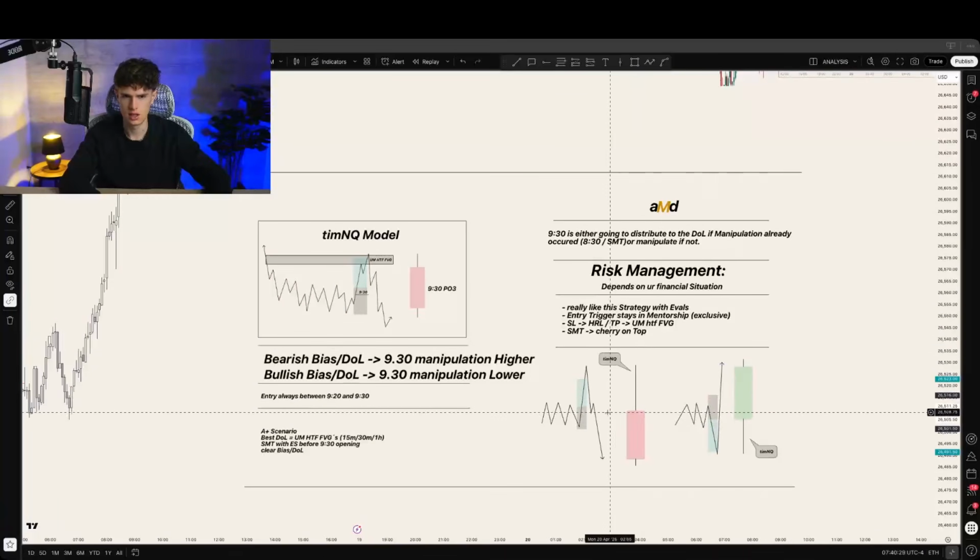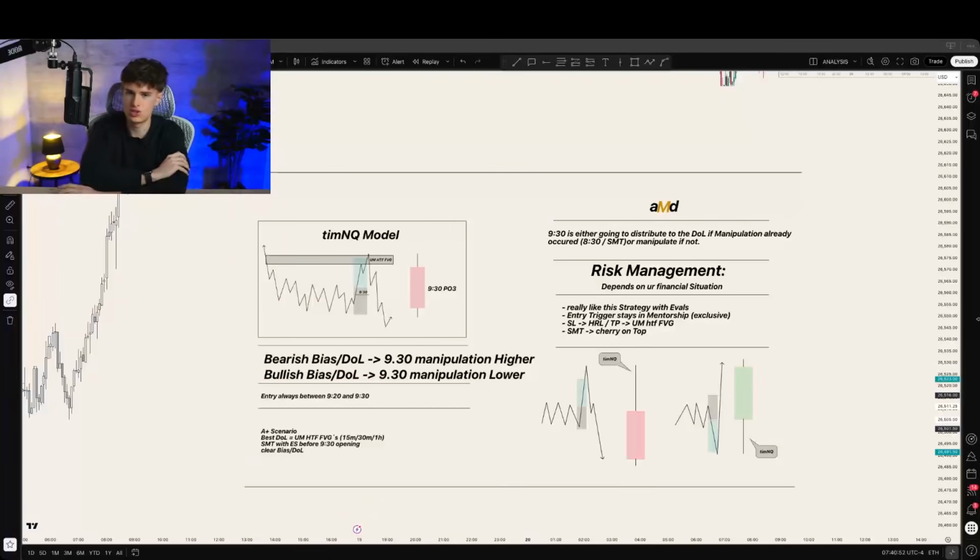Here you can see also a short drawing. So accumulation, we're trading in manipulation, and then we get the distribution lower. This is the 9:30 30-minute high time frame candle, and here we have the bearish version: accumulation, manipulation lower. We are trading the manipulation, and then we get the distribution higher again, okay? And this is also what I went over.